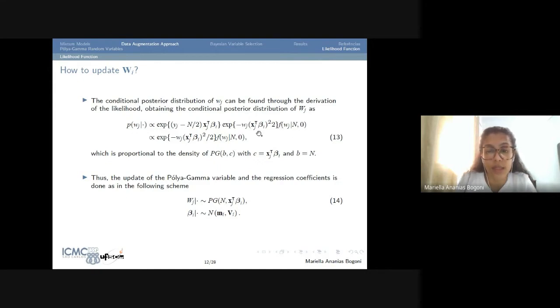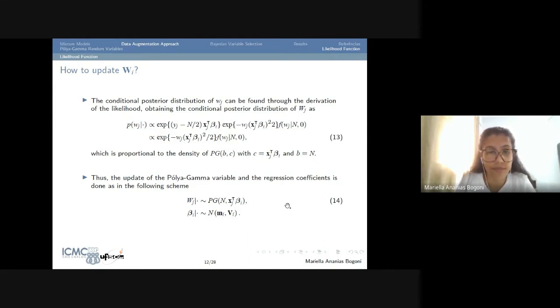And if we consider the terms that do not depend on Wg in this equation, we obtain equation 13, which is proportional to the density of a Pólya-Gamma distribution with this parameter C and this parameter B that I showed you in some slides before. So now we have conjugation for the betas, the regression coefficients, and the Pólya-Gamma random variables. We can update them according to equation 14 in these two steps.